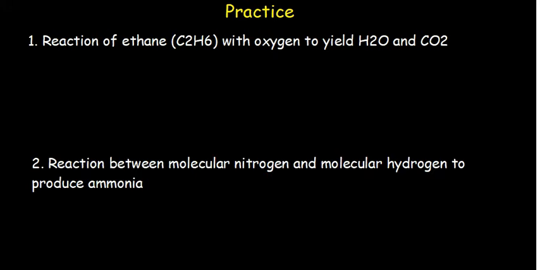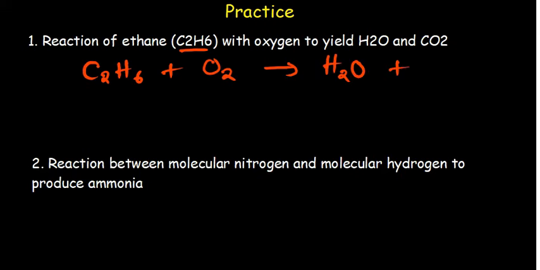So feel free to attempt the 2 questions. You're at liberty to pause the video and try them out to see if you've understood. The reaction of ethane, which has been given, with oxygen to yield water and carbon dioxide. So quickly write the equation. Oxygen exists diatomically, so O2, to produce water and carbon dioxide.